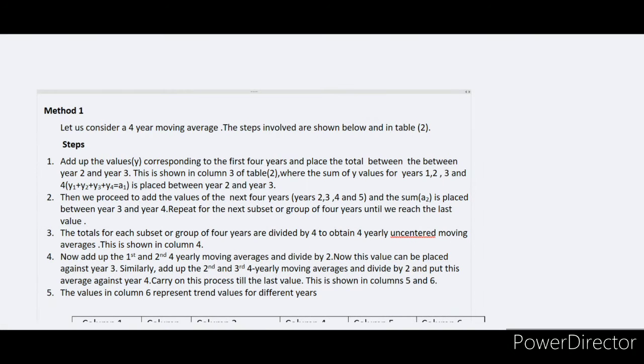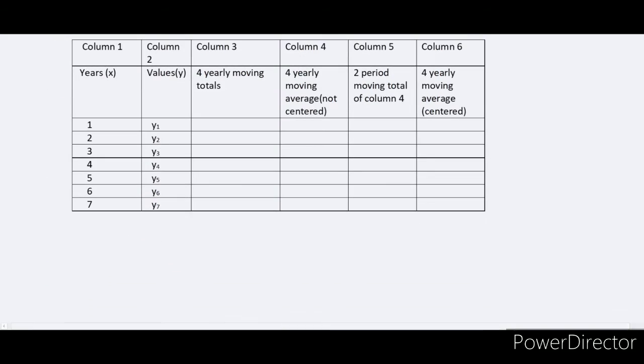So let us take a look at the first method of centering moving averages in case of an even period moving average, or in case we are given an even period of moving average. Let us take a 4-year moving average. So these are the steps. They are shown below and also in table 2.